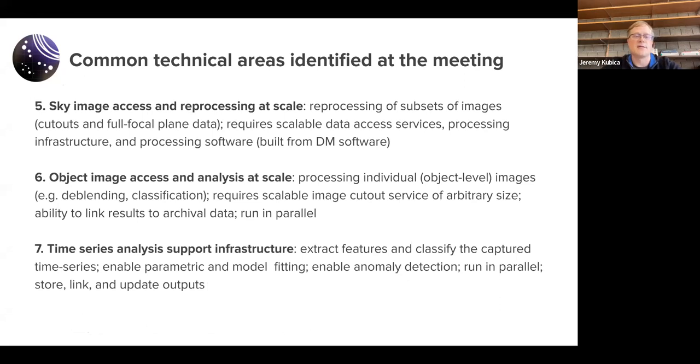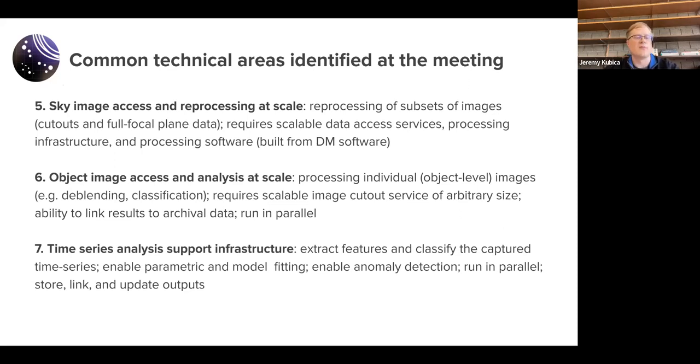Sky image access and reprocessing at scale. The Rubin Science Platform is doing a lot of heavy lifting in terms of producing the data products and images. But a lot of the science use cases also came out and said, well, what if we want to then take this and reprocess it with a different algorithm or a different set of filters or parameters? How can we do that at scale for our particular science use case?